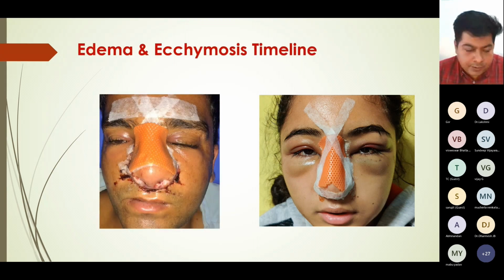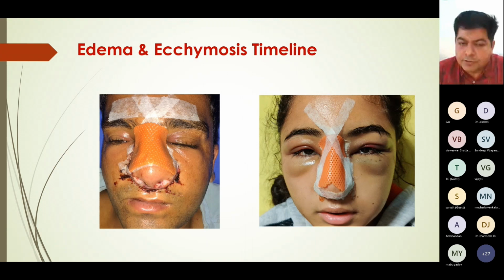Another thing you should be aware of is that whenever you have done bony work, there is a lot of ecchymosis and edema, and this lasts close to 2 to 3 weeks. So you have to tell the patient that for 2 weeks he will not be able to attend his work duties, especially if he is dealing with the public, because nobody wants an operated nose look. So you have to tell the patient.